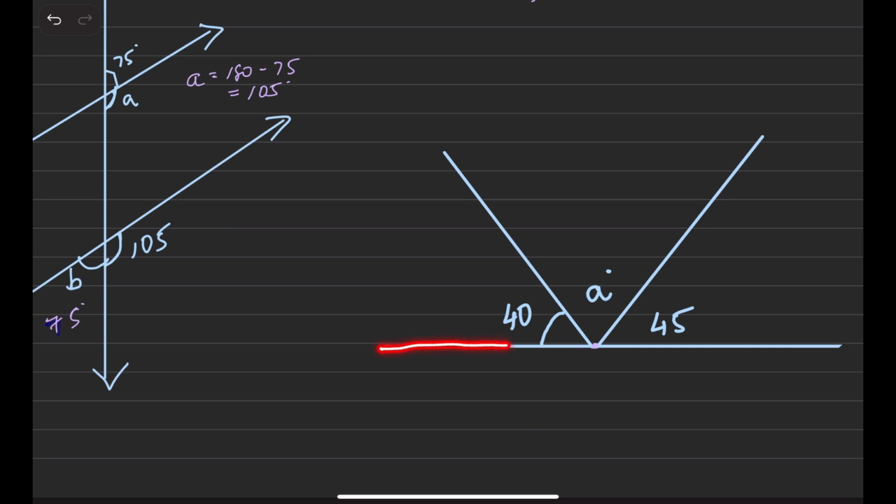Okay, see, it is on a straight line. But can we call this a pair? We cannot call it a pair because it is more than 2. Pair is for 2, right? If it is more than 2, the meaning is the same thing.